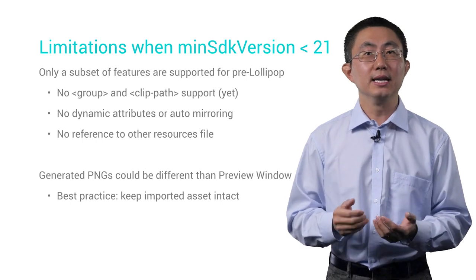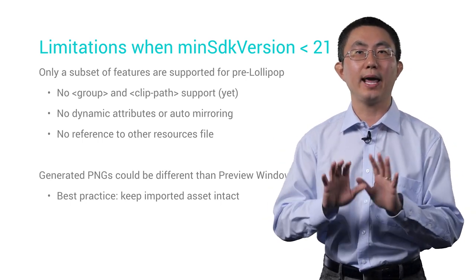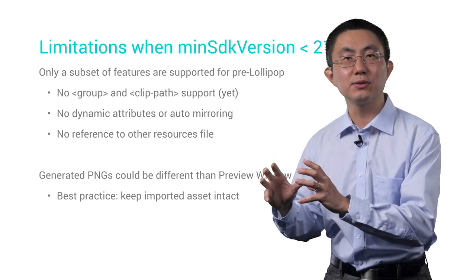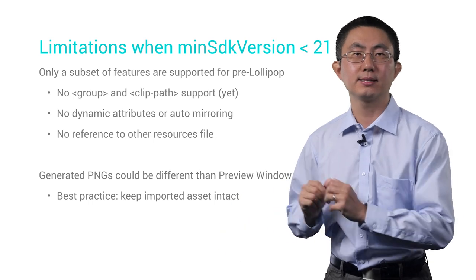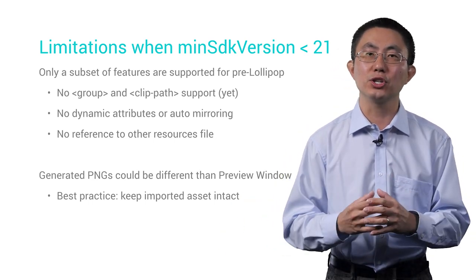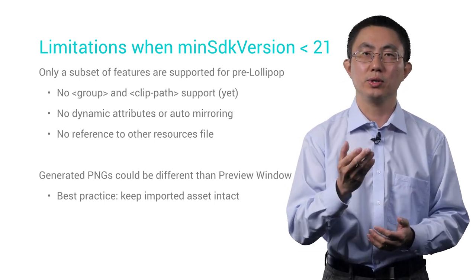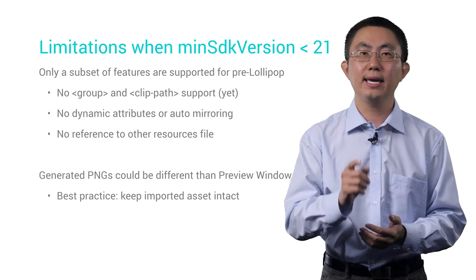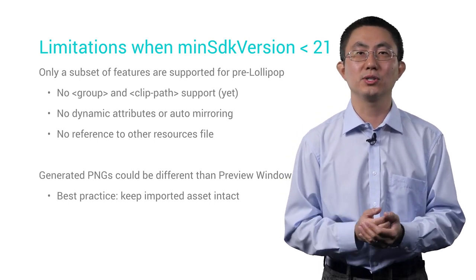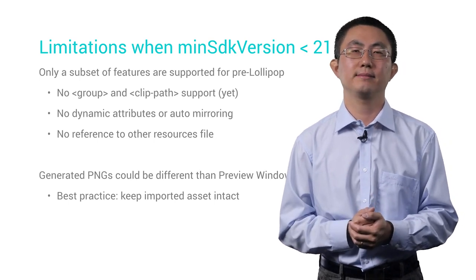Second, currently, the preview window inside Android Studio is using a display engine which is different from the one used in the Vector Asset Studio dialog and the build process. While we are bridging the gap between these two engines, a good practice is to use Vector Asset Studio to import your asset and keep the imported result. Then, the generated PNGs will always be the same as you see during the import process.